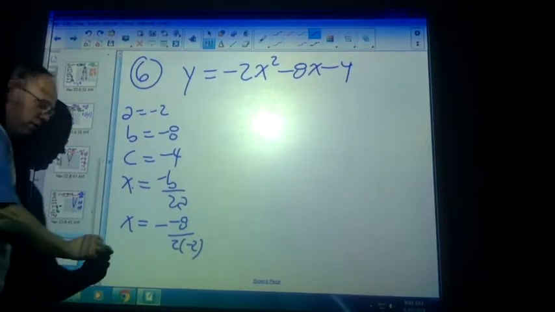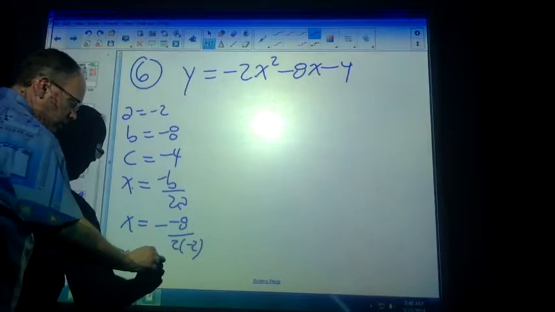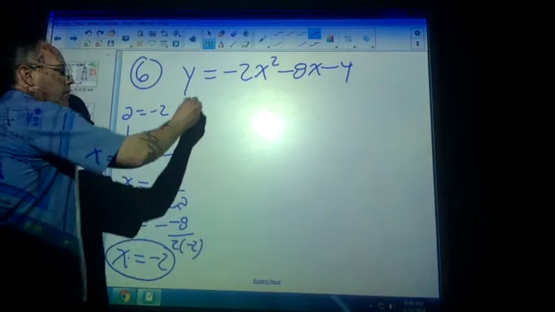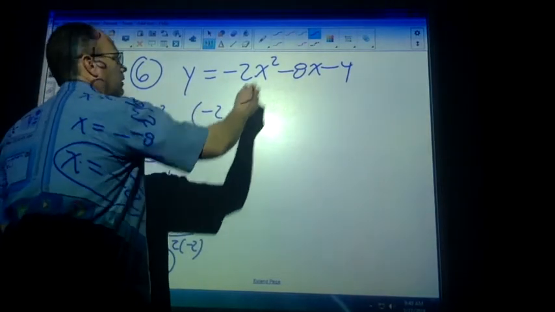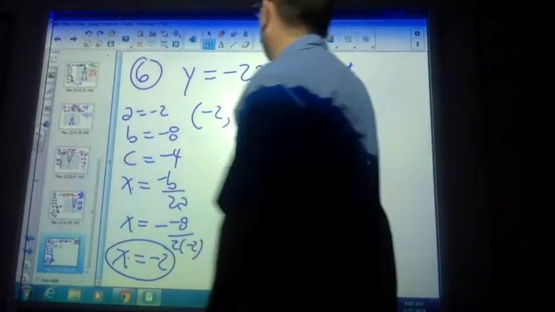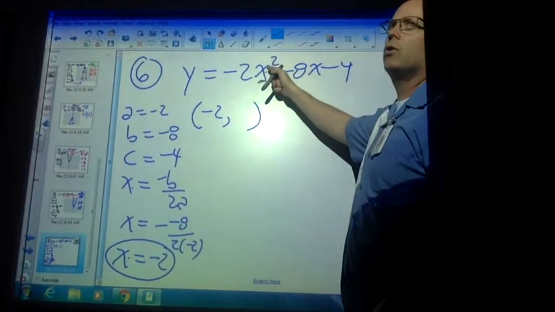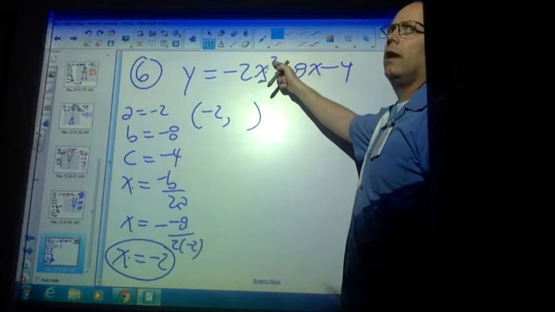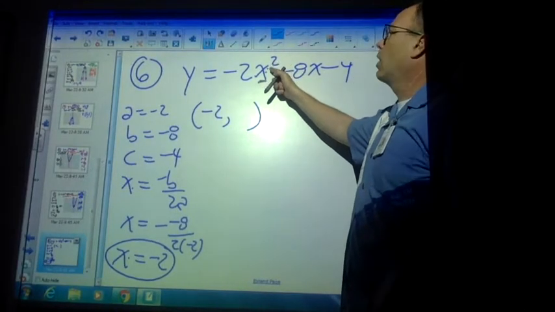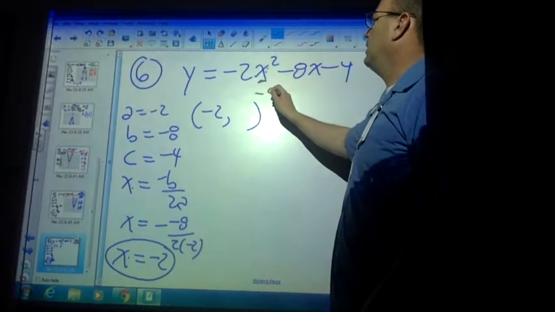Negative what? Negative 2. So that's my axis of symmetry. So negative 2 comma something is going to be with this. So if I plug negative 2 in there, negative 2 squared is? Negative 2 times negative 2 is? 4. 4 times negative 2, negative 8.